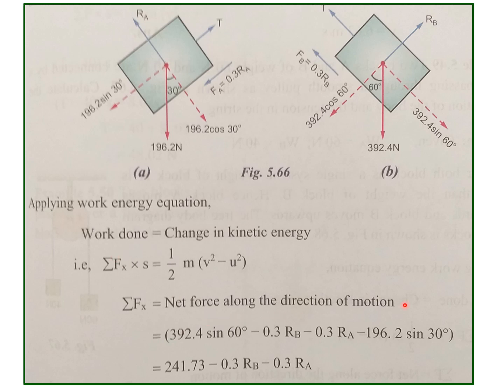So when you see the net force in the direction of the motion, this is the direction of the motion. So 392.4 sine 60, then minus 0.3 RB, then minus T will be there. Whereas if you take this block, this is the direction of the motion, so plus T will be there here. So this minus T and plus T will be cancelled each other. Then you have another force, minus 196.2 sine 30.